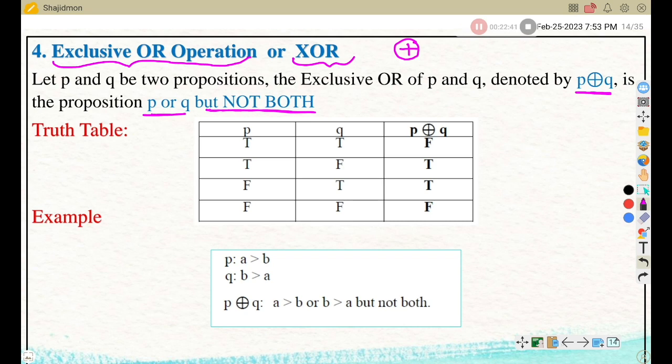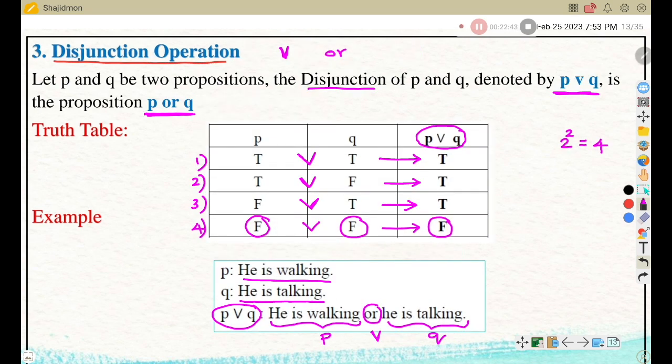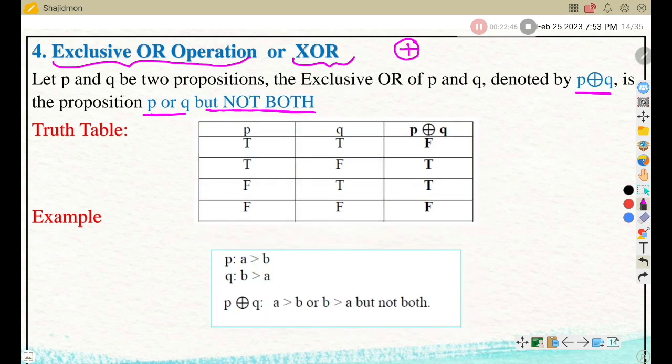Just before, we discussed the disjunction operation table. So you can see where the difference comes in the XOR operation. Here we have P and Q, two variables, so it should have 2 power 2, that is 4 rows. First, true XOR true: both are true means the answer will be false. That is the statement I mentioned, not both. Both true means the answer will be false. One of them true means the answer will be true.